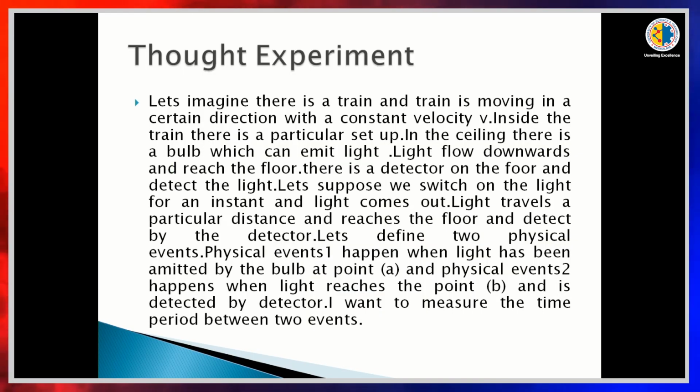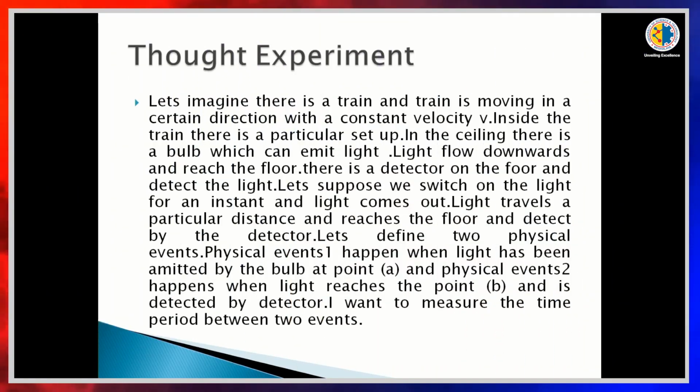Now we are going to discuss a thought experiment, which is very helpful to understand time dilation, a consequence of the Lorentz transformation. Let us imagine there is a train moving in a certain direction with a constant velocity v. Inside the train there is a particular setup. In the ceiling there is a bulb which can emit light. So, first of all, we consider a train moving in a certain direction with a constant velocity v, and there is a certain setup.